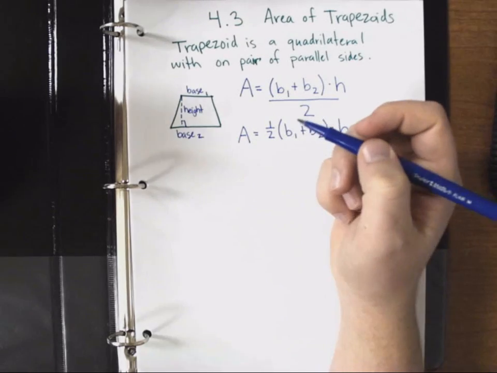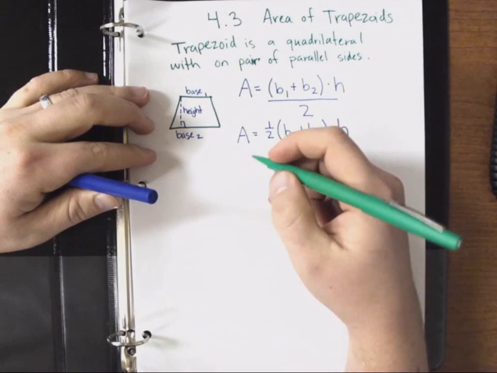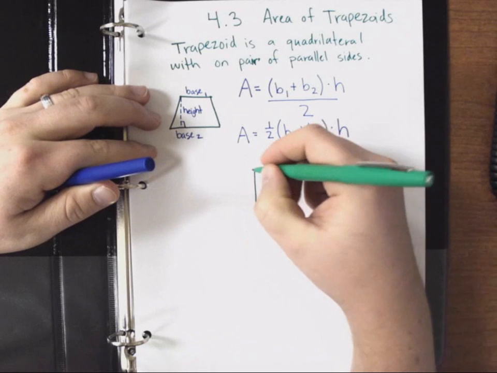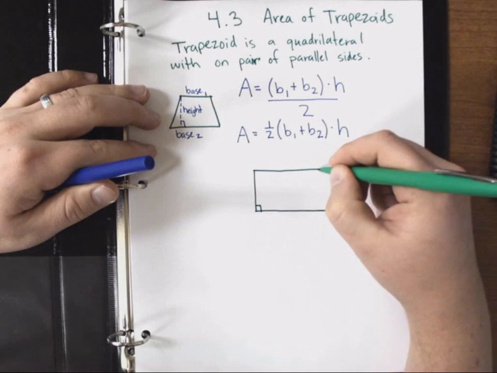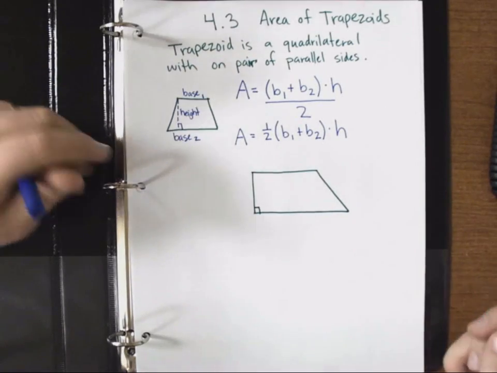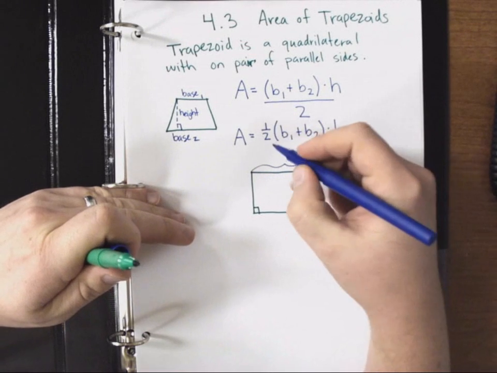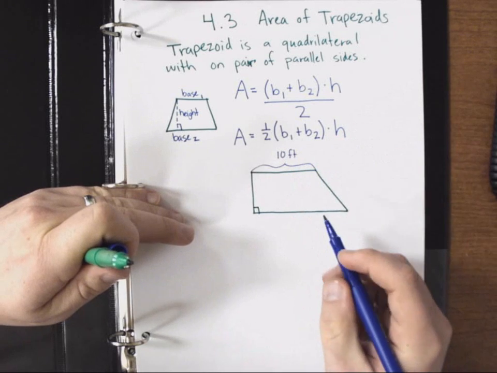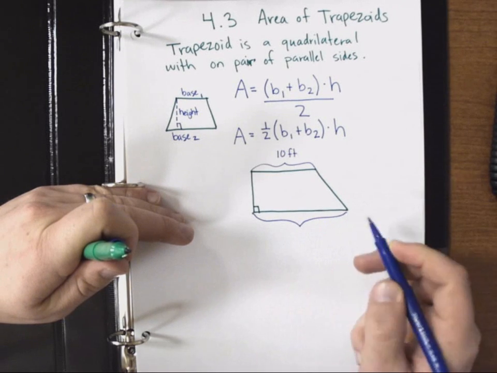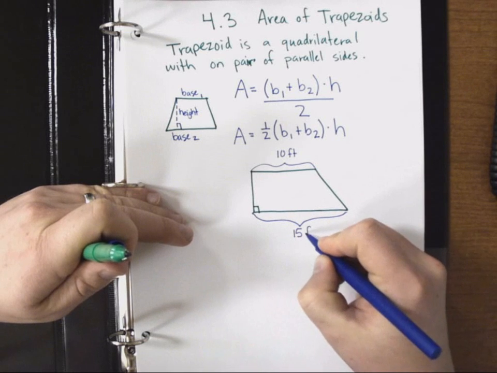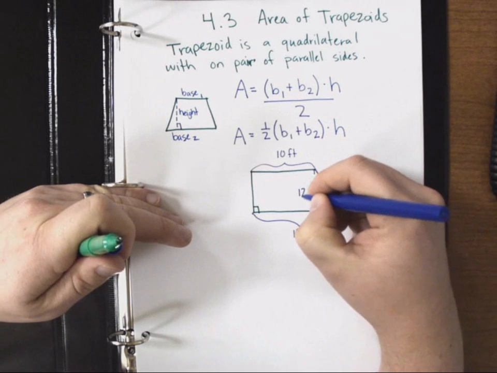So let's use an example here. Let me go back to my green. In this one, I'm going to give you a trapezoid that looks more like this. So we have this time a right angle here. So now here's my trapezoid. My base 1 is 10 feet. My base 2, this bottom side, remember the two that are parallel, is 15 feet, and my height is going to be 12 feet.